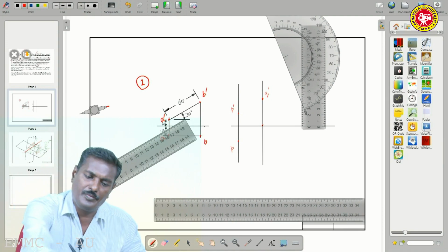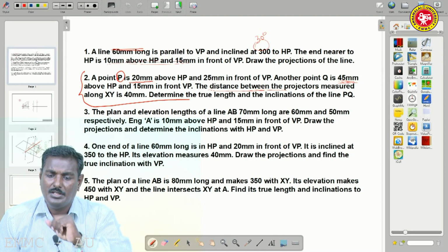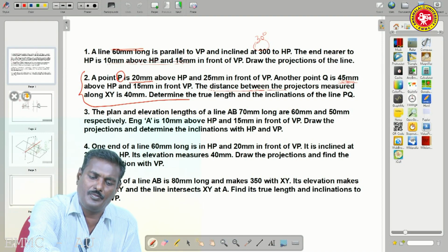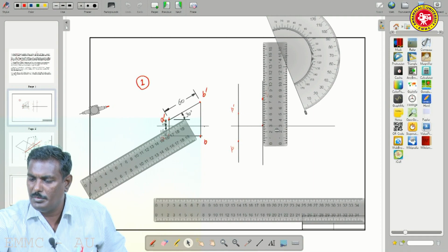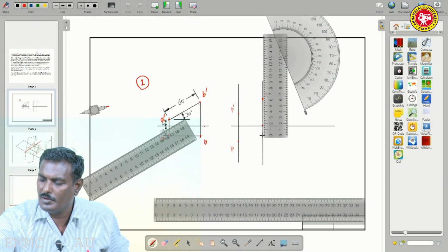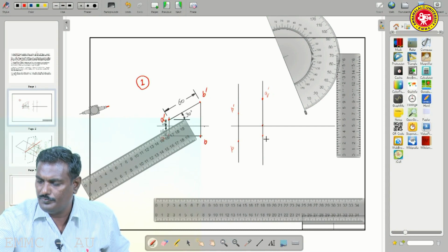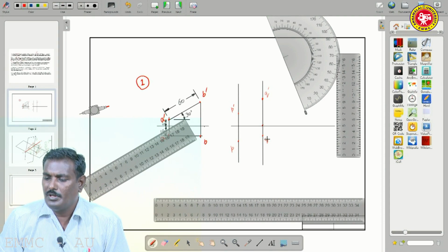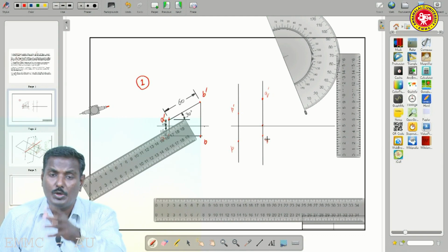Next, with respect to the vertical plane, because there are two planes, horizontal plane and vertical plane. So, 15 mm in front of VP, that is below XY, below the reference line. So, measure 15 mm. So, small q, because it is with respect to the VP, the plan. Now we have marked the points at their locations.